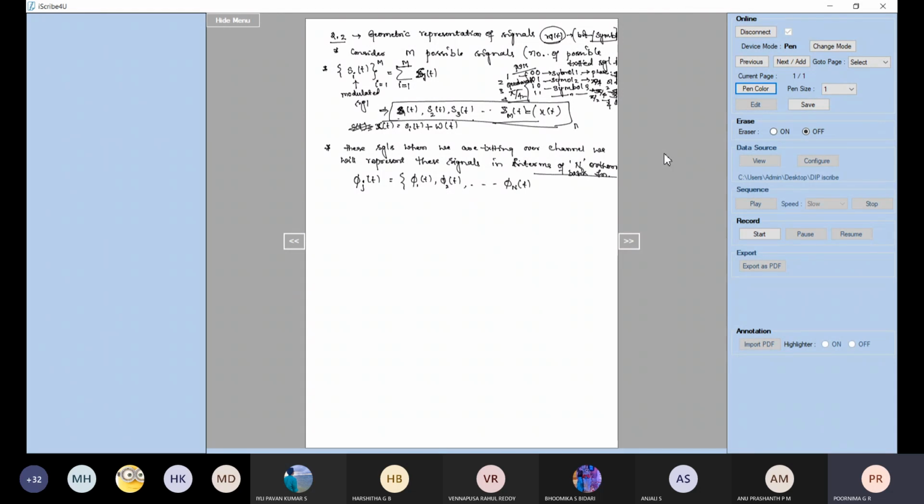So you have m signals. These signals we will be transmitting over the channel by converting them into orthonormal functions. How are these m signals converted into orthonormal functions? By multiplying these m signals, that is S1 of t, S2 of t, etc., up to Sm of t, by using the orthogonal functions.